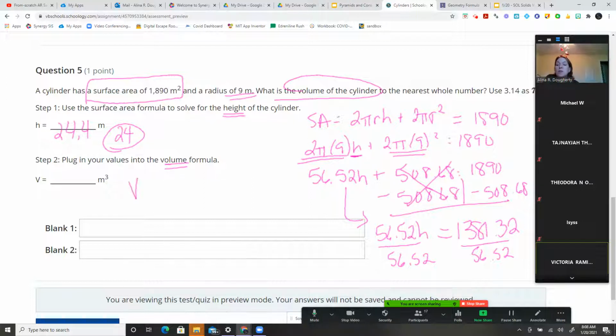Plug your values into the volume formula. By this point, we know volume is pi r squared h. We know the radius is 9, so pi times 9 squared, and then we just found the height, which is 24. Let your thumbs do the work. 3.14 times 81 times 24 is 6,104. I think the computer will take both answers. Questions on that?